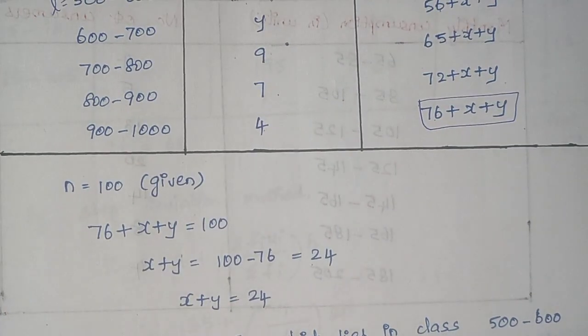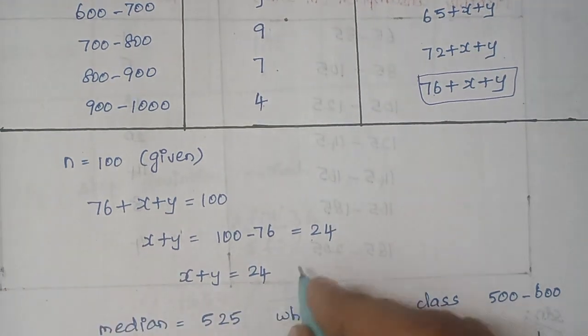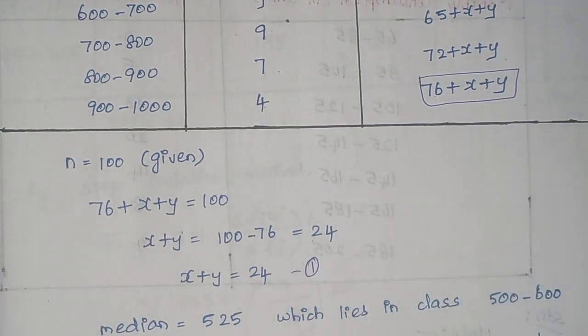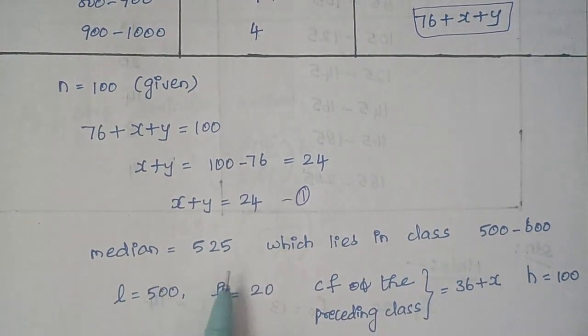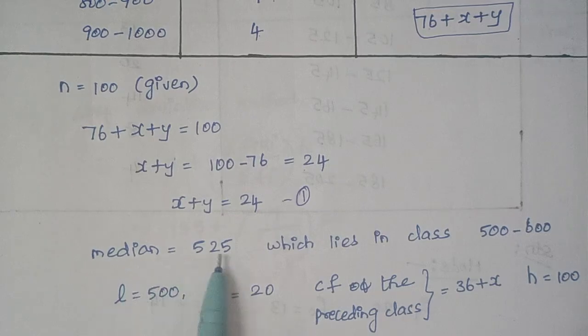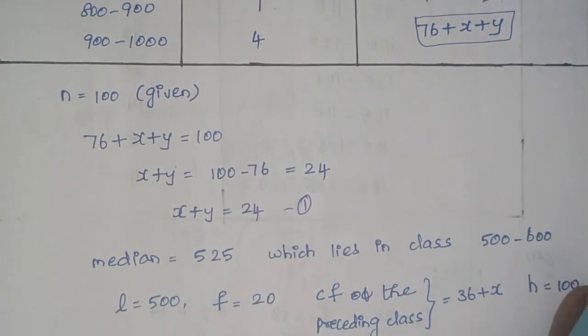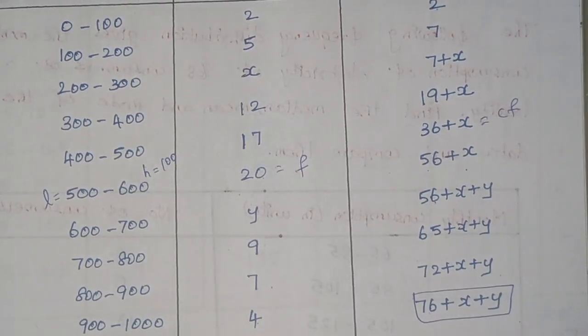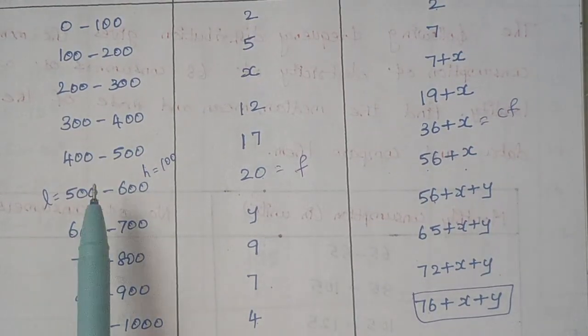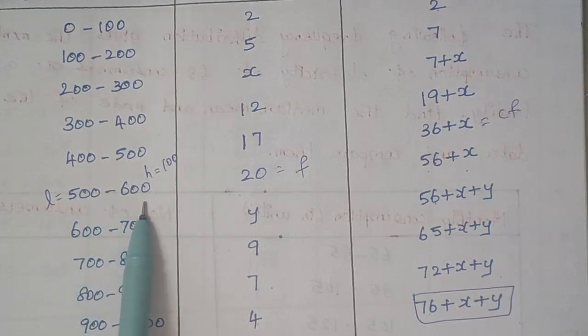Right. So let this be your equation number 1. So the next thing, what is given in the problem? The value of median is given. So the value of median is 525. So when you look at this interval, where does this 525 lie? This 525 lies between 500 to 600.